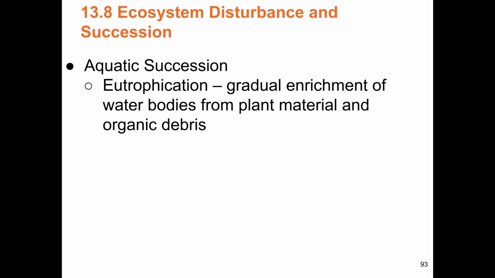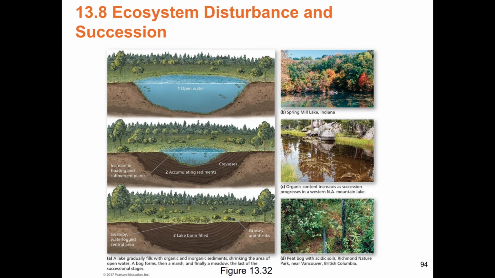In aquatic succession, it's typically eutrophication. Eu means good. Eutrophic, something about good trophic. Gradual enrichment of water bodies with plant material and organic debris. This is why ponds and lakes get smaller. So starting with open water, all the dead stuff is just going to accumulate sediment on the bottom. And so over time, you're going to go from a pond or a lake to a meadow and then a forest. So this would be aquatic succession as opposed to terrestrial or land-based succession.